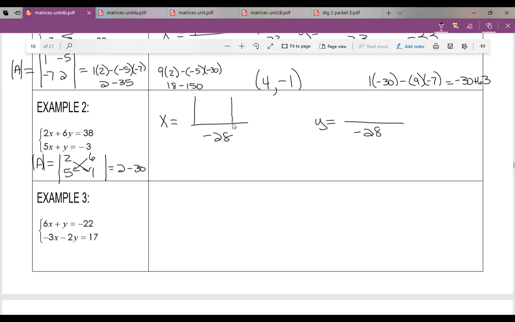Now, I'm going to set up my determinants for my numerators for X and for Y. When you solve for x, you cannot use the values attached to x. So I'm going to put my constants in that first column, grab my y values. I can use those. That would be 38 times 1 minus 6 times negative 3. That's a grand total of 56. So 56 divided by negative 28 is negative 2.